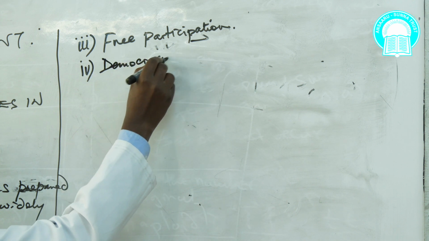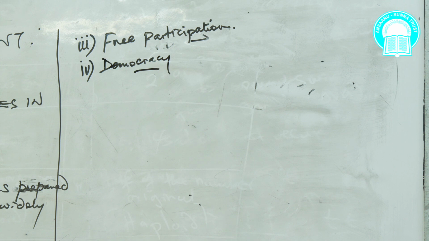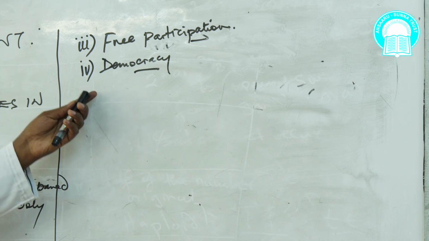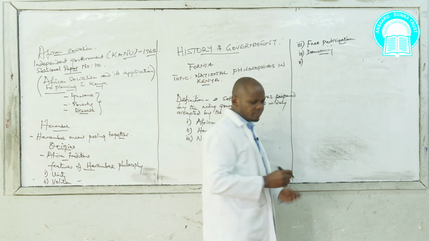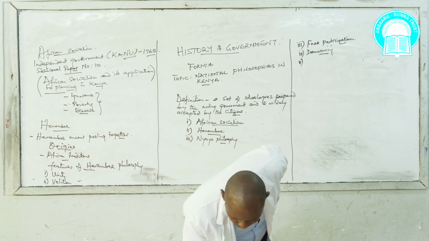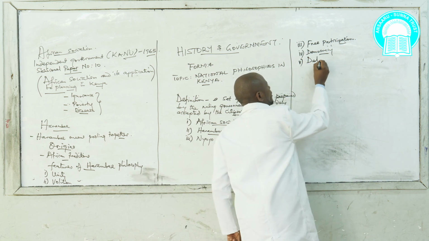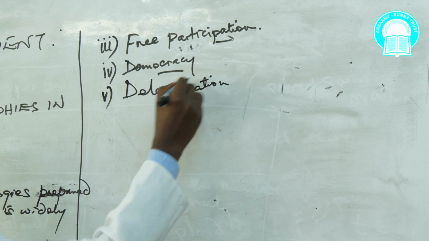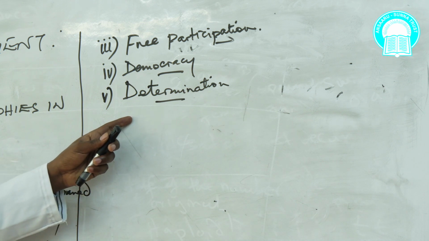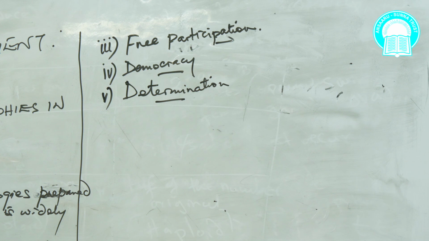Another feature is democratic participation. That is, Kenyans were encouraged to feel free to make choices. No one would be forced to accept or reject a certain project. And finally, another feature of the national philosophy Harambee was determination. Kenyans were encouraged to have a specific goal to achieve whenever they were pursuing the Harambee philosophy.